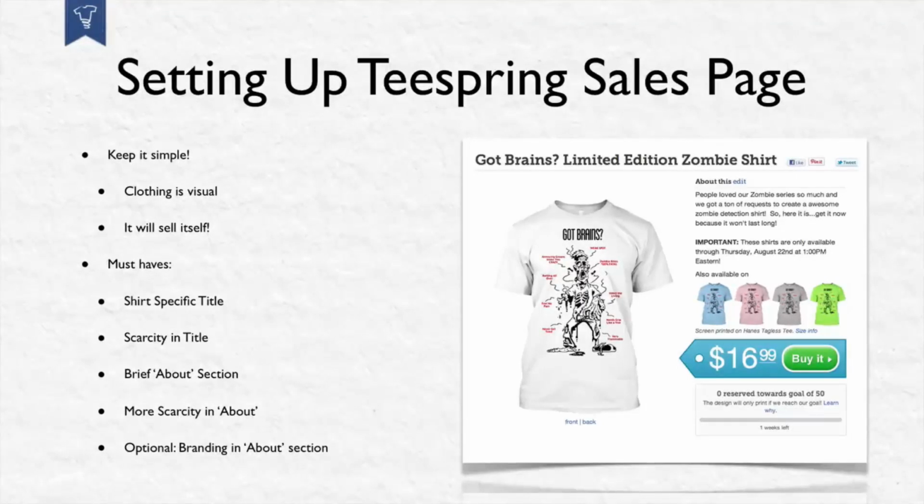Really the only options that you have to edit on your sales page are, first, your title: Got Brains limited edition zombie shirt. Again, you only have 300 characters, and that space is literally all you have. I used every last bit of it. You want to put the name of your shirt in there. The name of my shirt is Got Brains, which is also what's on my shirt. Kind of keeps everything in sync and flowing together.